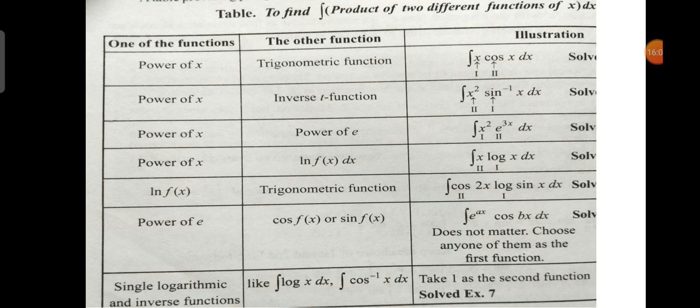And for single logarithmic or inverse functions like integral log x dx, integral cos inverse x dx, take one as the second function. If this type of function is given, where there is only a logarithmic or inverse function, take one as the second function and this as the first function. So logarithmic functions and inverse functions should be taken as the first function and the other as the second function. Okay, that should be remembered.